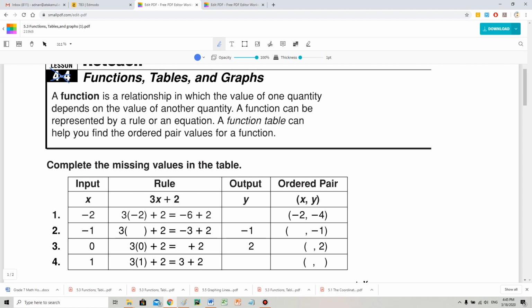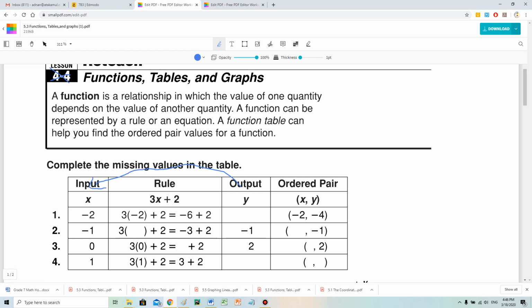So the y values are dependent on our x values. Whatever x value we put into our box, the y value will depend on it, but it has to follow this rule. So how do you follow the rule? It's very simple. All you have to do is substitute whatever the x value is. Over here it's -2. So we take out the x and we substitute it with a -2.